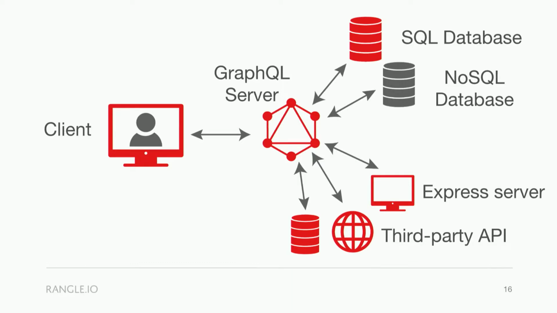So this is just an example of GraphQL architecture for an application. You have your client, you have your GraphQL server, and your GraphQL server is what connects all those different data sources together, whether it's a SQL database, your Express server, a third-party API, it doesn't matter. You can connect it and pull it all through the GraphQL server. So your client only has one endpoint to worry about.